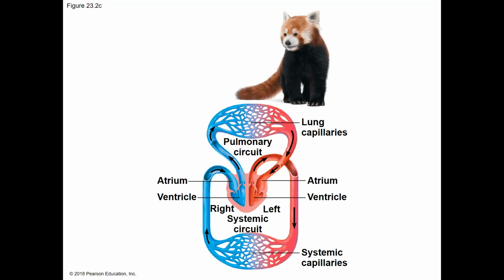So this powerful four-chambered heart is an evolutionary adaptation that supports the high metabolic rates of birds and mammals, because we use a whole lot more energy than some of the smaller, less complex organisms.